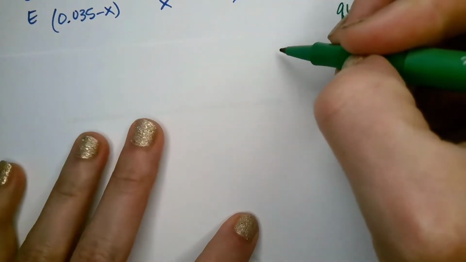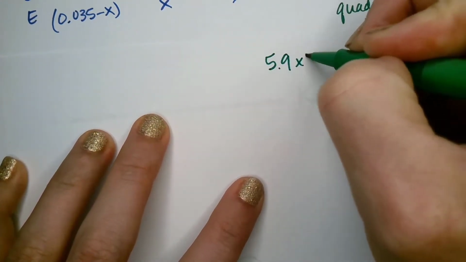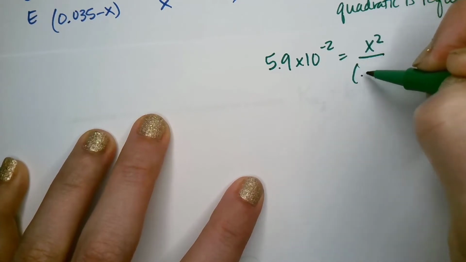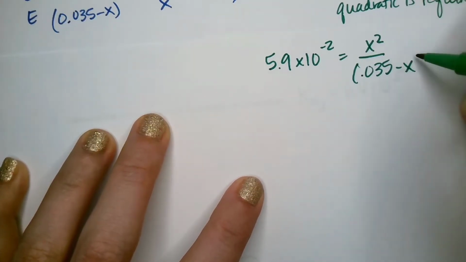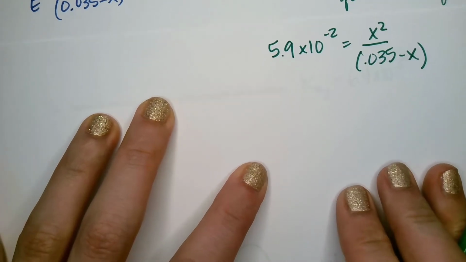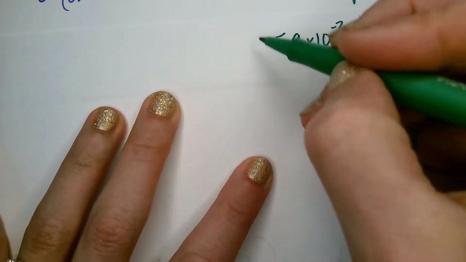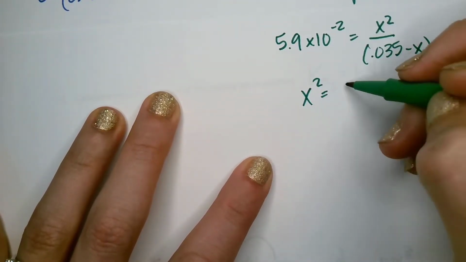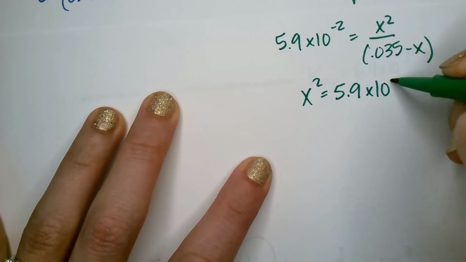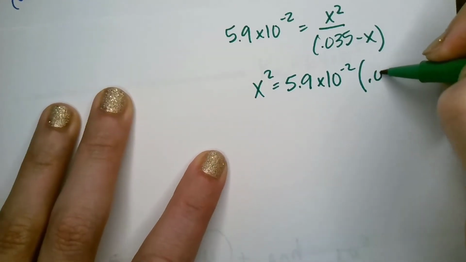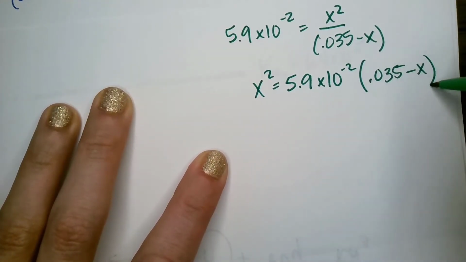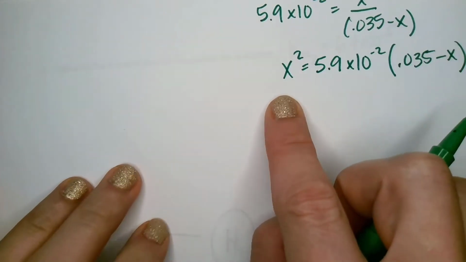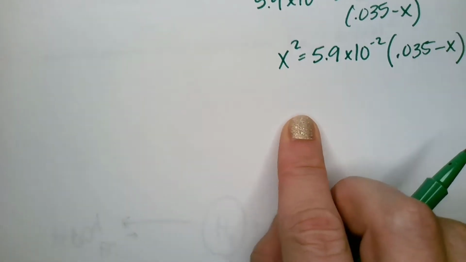So let's set this up again. 5.9 times 10 to the negative 2 is equal to x squared over 0.035 minus x. All right, now that means that we're going to have x squared is equal to 5.9 times 10 to the negative 2 times 0.035 minus x. All right, so you need to distribute this and then subtract x squared from both sides.